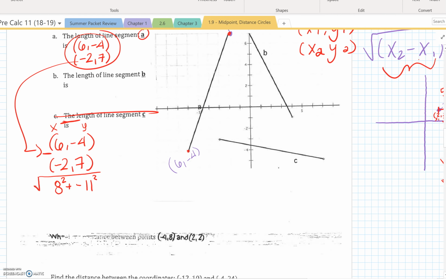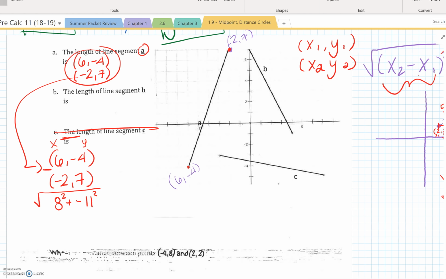So instead of doing this entire thing as the distance formula, I'm sort of condensing it here and just saying it to myself in my head: find the distance, square them, add them, take the square root. It's the same thing as the Pythagorean formula. So this becomes 64 plus 121, which becomes 185.